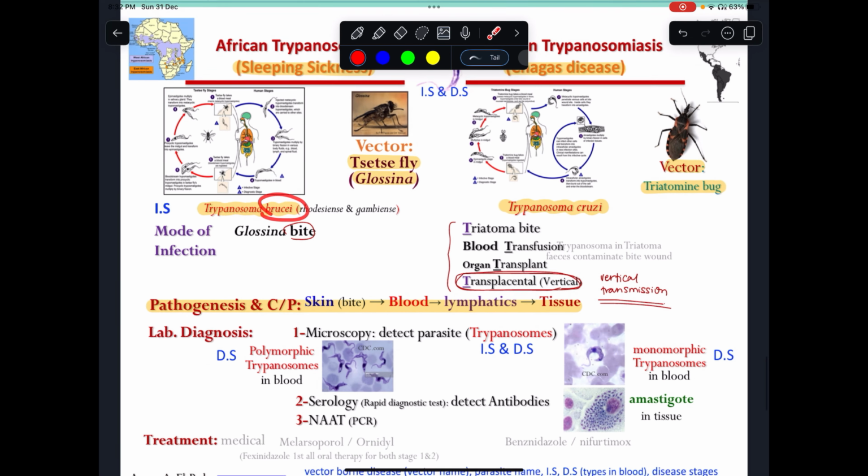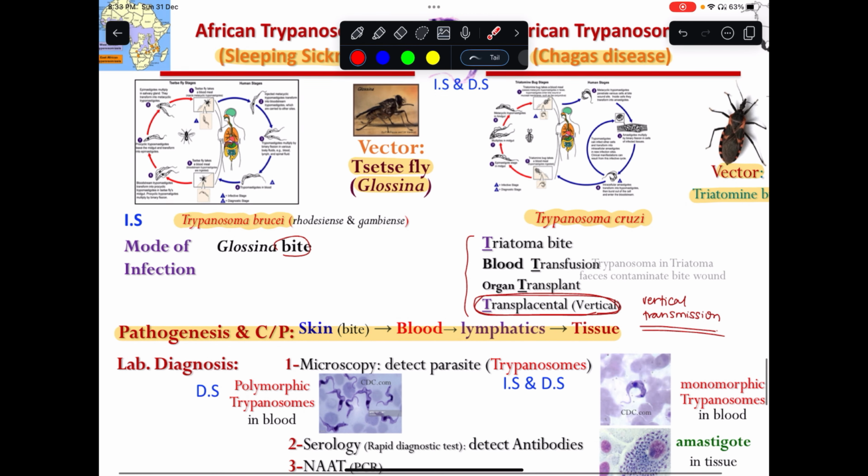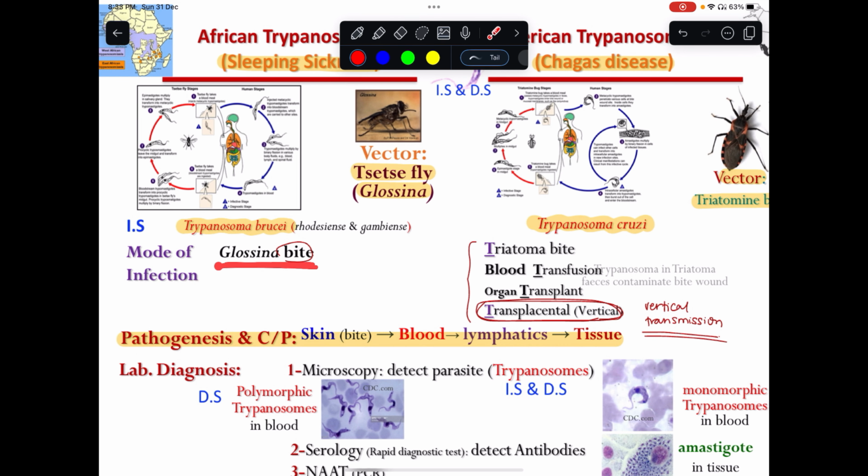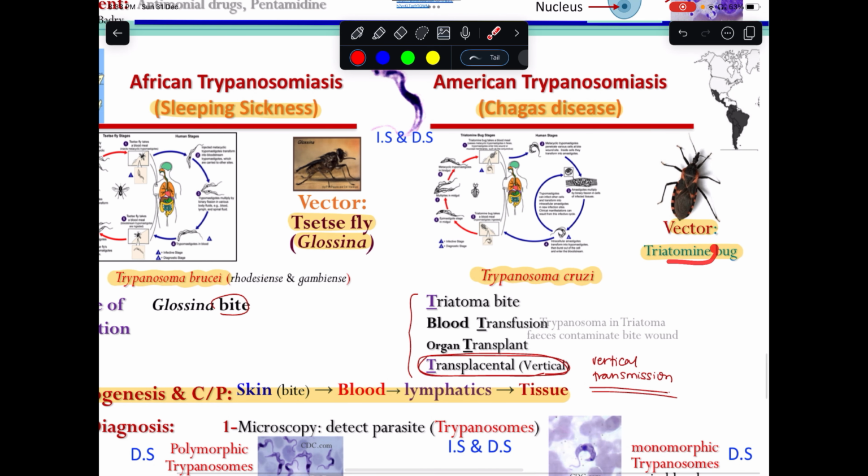So the mode of infection depends on the vector. The vector here is the tsetse fly, which is also known as Glossina. Here we have the triatomine bug. The mode of infection for African is simple, just the Glossina bite or the tsetse fly bite. For the triatomine, it's more complicated. It could be a triatomine bite, blood transfusion, organ transplant, or transplacental vertical transmission.